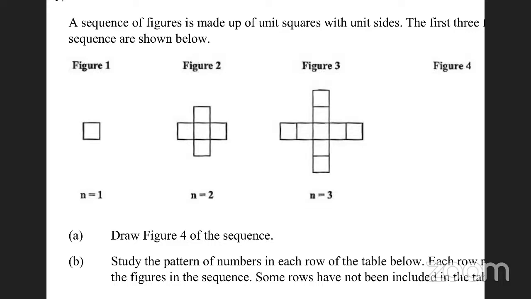Ready? Come on, hurry. Draw the fourth figure. So what you have to do? Add one square on each end, right? So it will look something like this here. All right? That's it there. So it's supposed to have 3 here, 3 here, 3 here, 3 here.